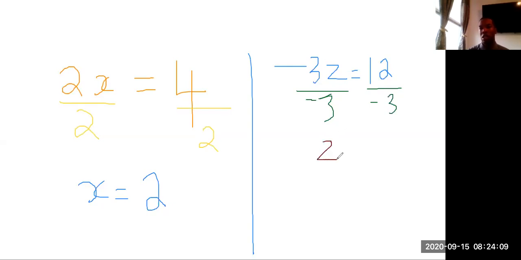So z is equal to, 12 divided by 3 is 4, but a positive number divided by a negative number is negative 4. Let's do one more quick example.